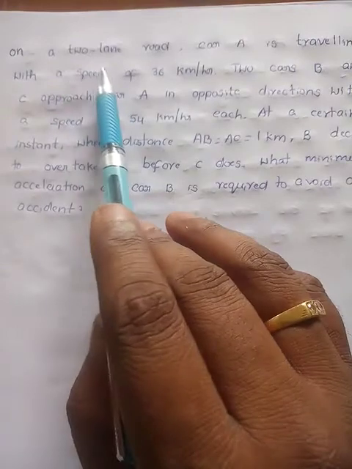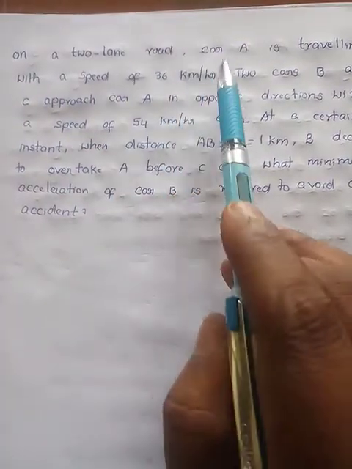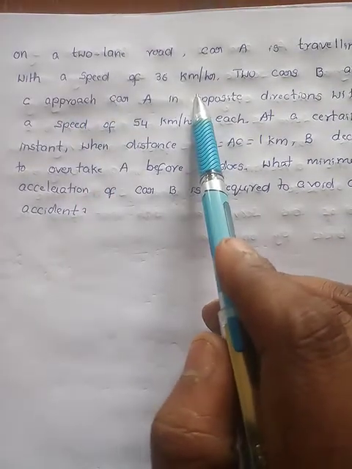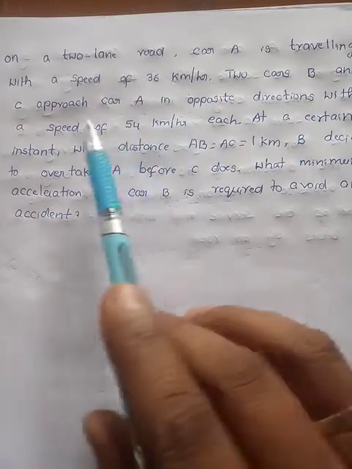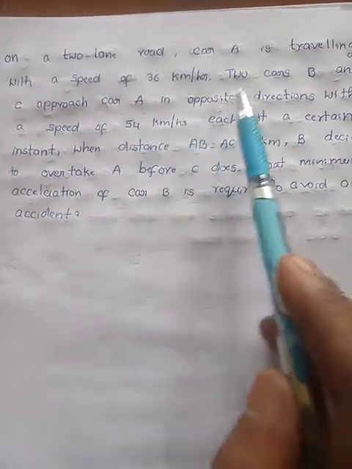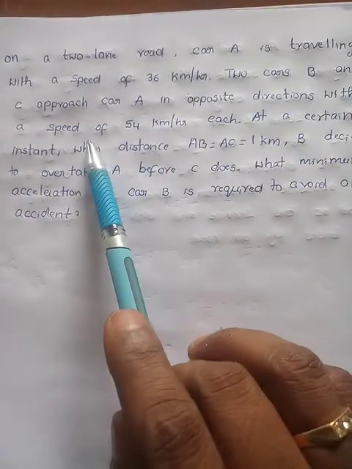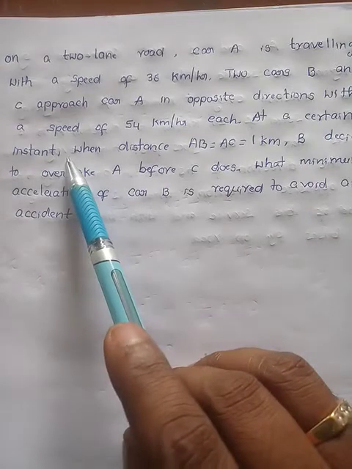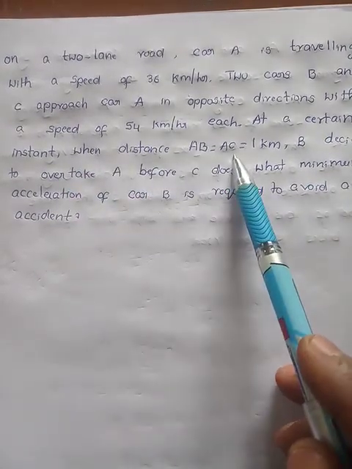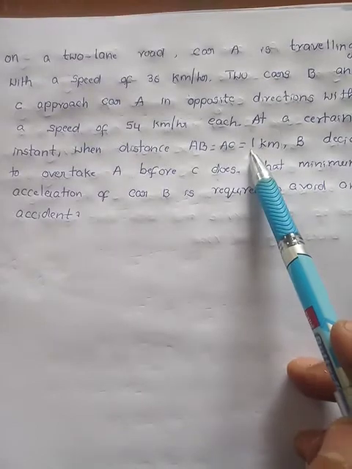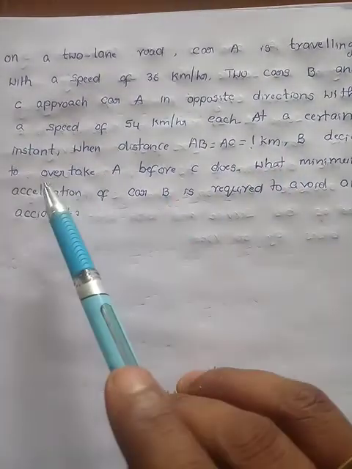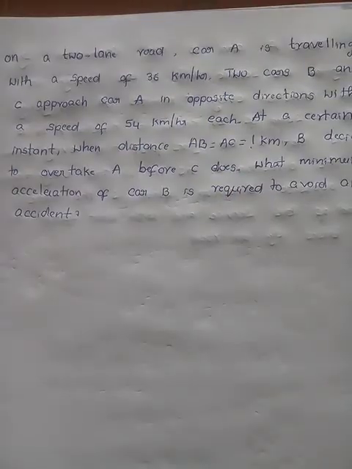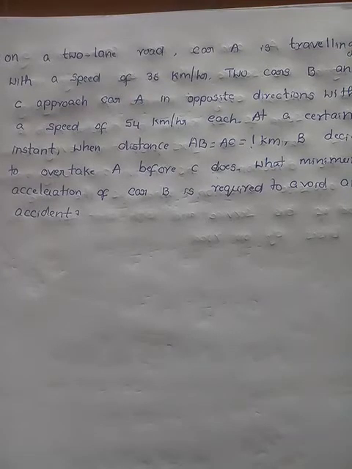On a two-lane road, car A is travelling with a speed of 36 km/h. Two cars B and C approach car A in opposite directions with a speed of 54 km/h each. At a certain instant, when distance AB equals AC, that is equal to 1 km, B decides to overtake A before C does. What minimum acceleration of car B is required to avoid an accident?